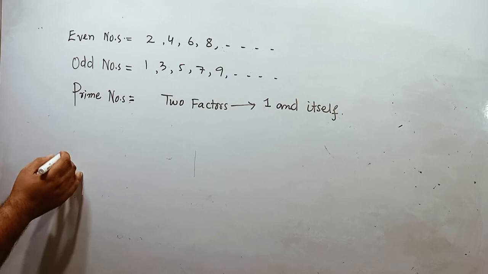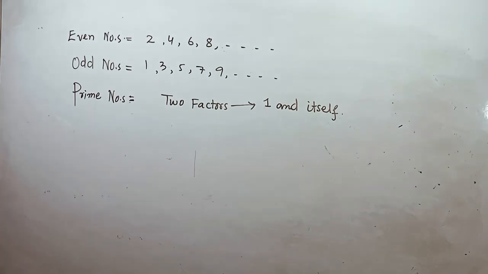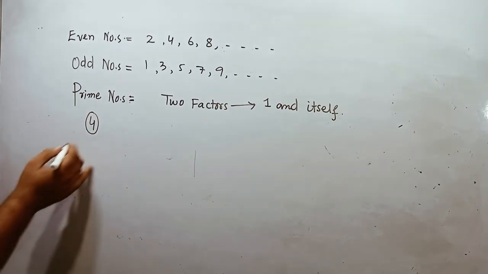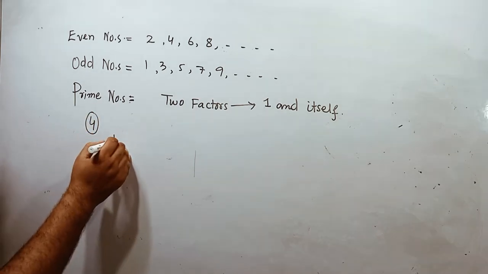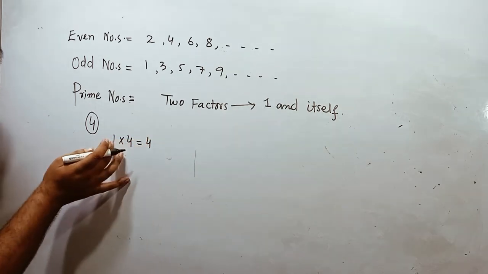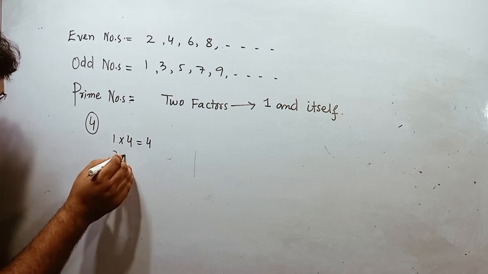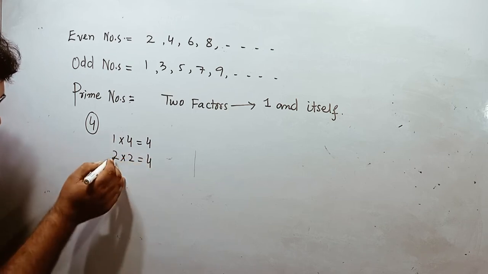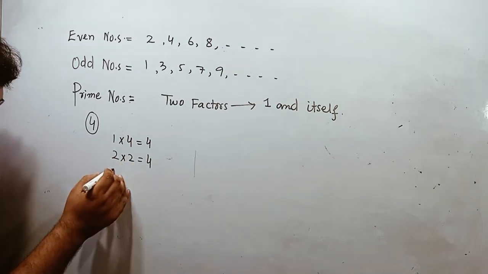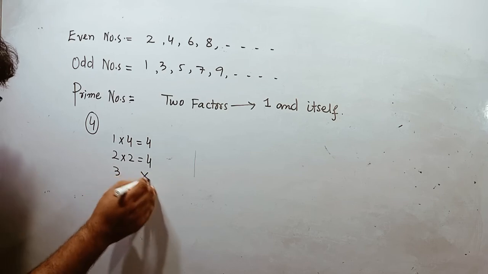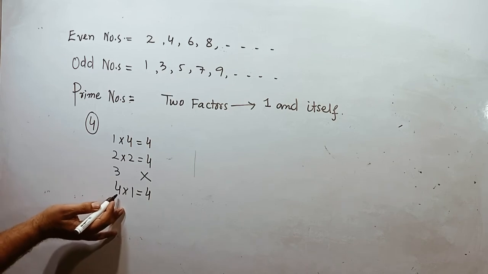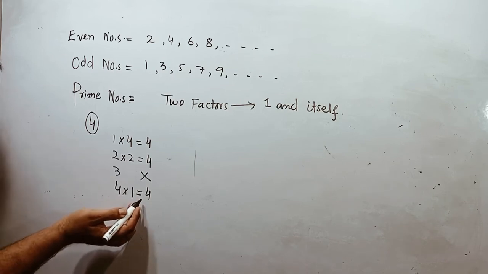For example, I am writing here 4. You can see I can divide it with 1. 1 into 4 is 4, so this 4 comes in the table of 1. Then I will start with 2. 2 2s are 4, so this 4 comes in the table of 2. Then 3, it does not come. Then 4 1s are 4, so this 4 comes in the table of 4.